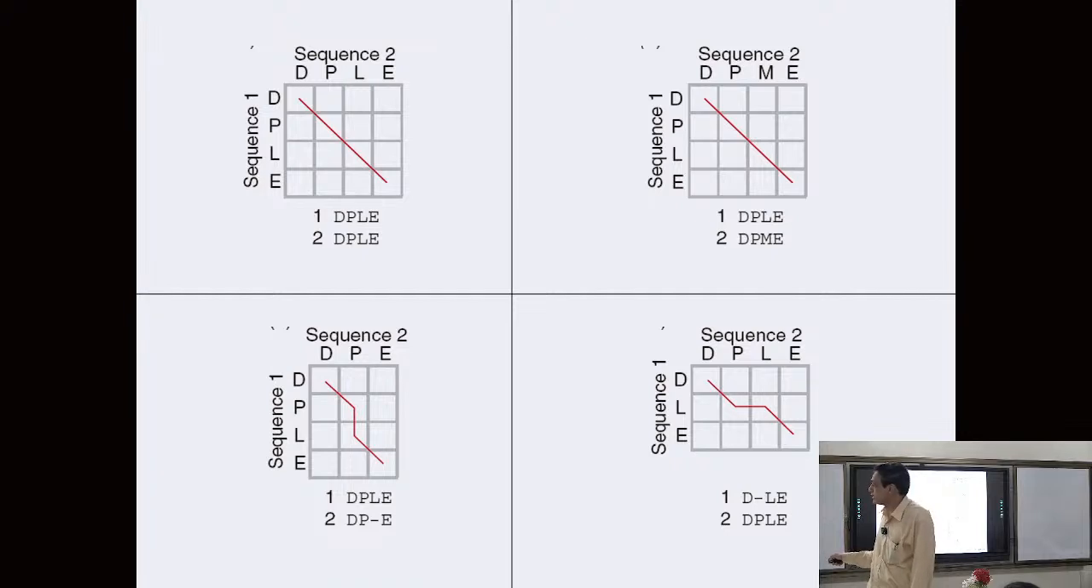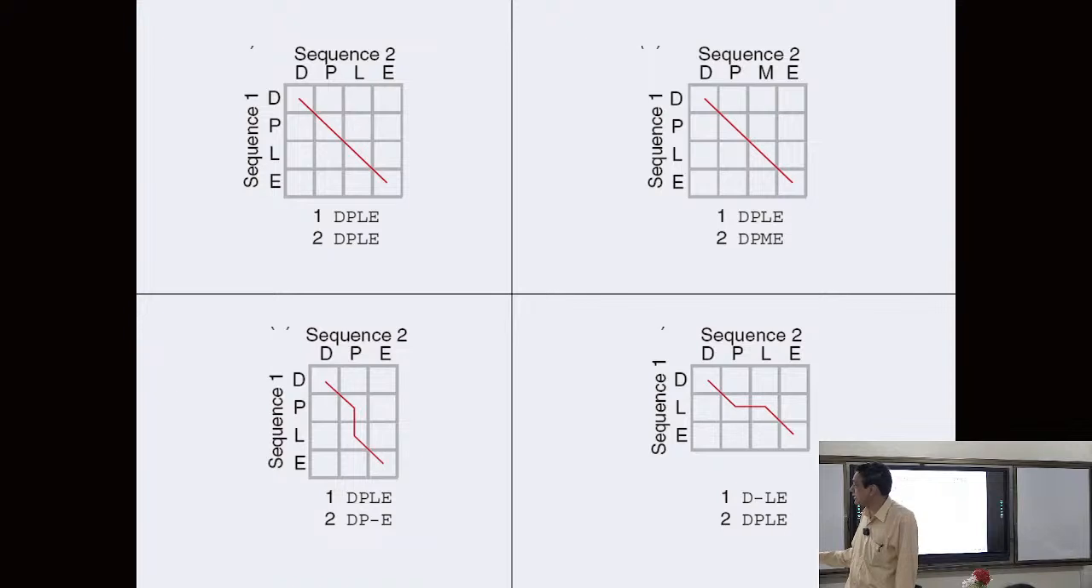Diagonal means match or mismatch. So you are in this cell and you are going to see which residues are there. In sequence 1 it is E, in sequence 2 it is E. So E is aligned to E. Now I am here. How did I come here? I am backtracking. Diagonal, vertical or horizontal?